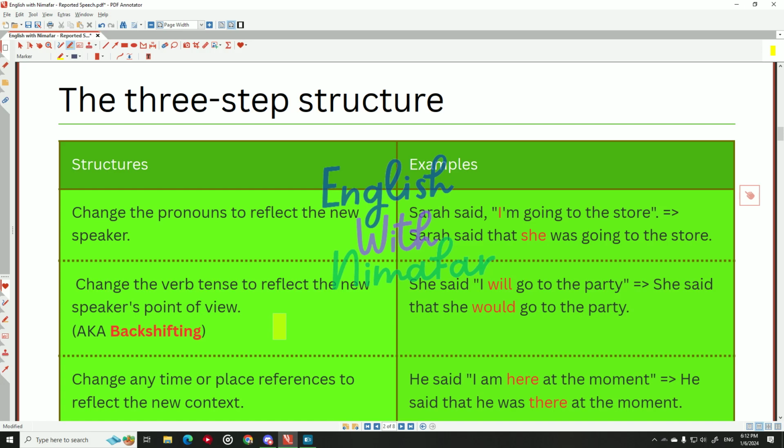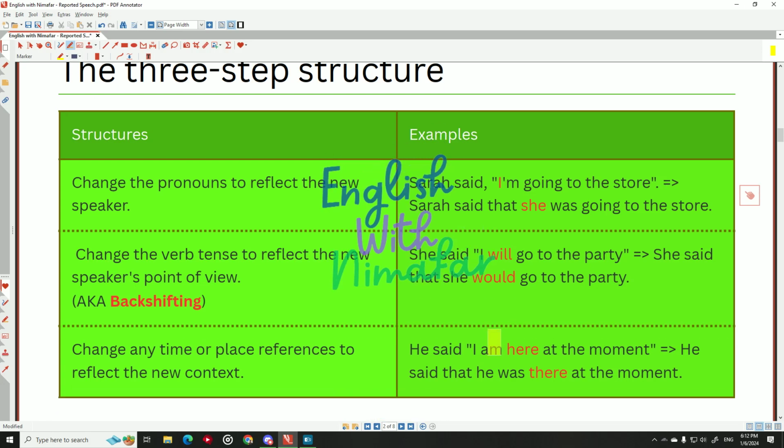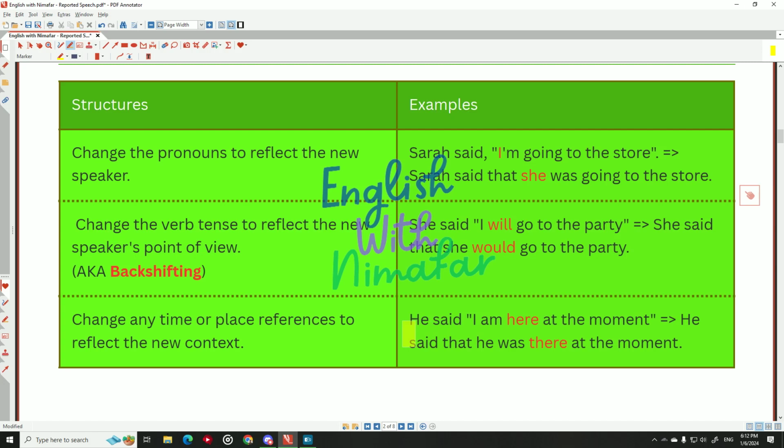She said, "I will go to the party." She said that she would go to the party. Mostly you know that. You say, will, would, can, could. I don't know. May, might, shall, should. So this is like this for modal verbs. Change any time or place. Let me be actually easy with you.